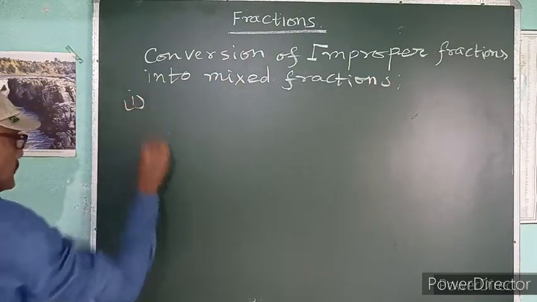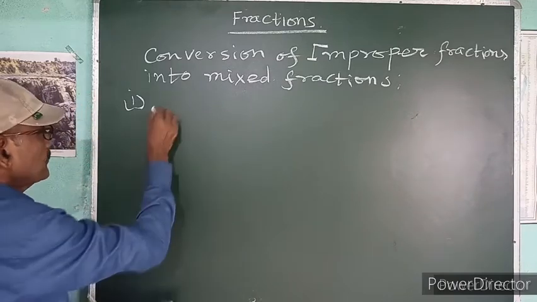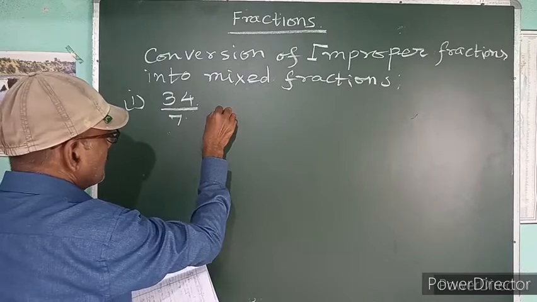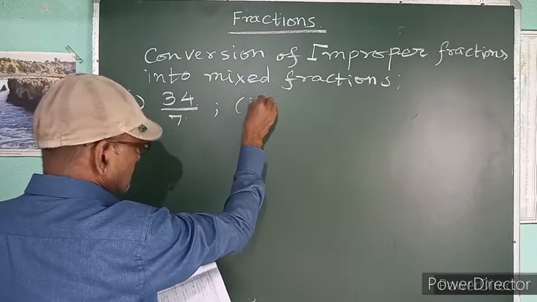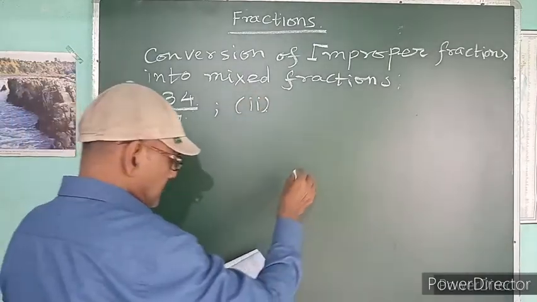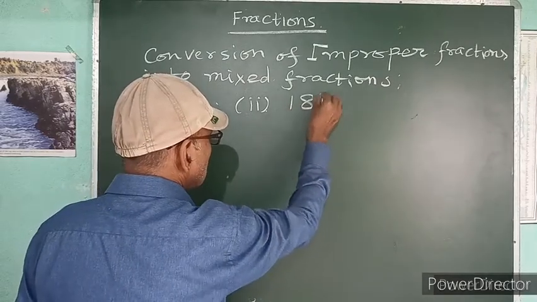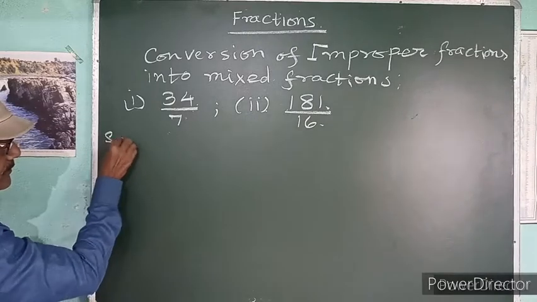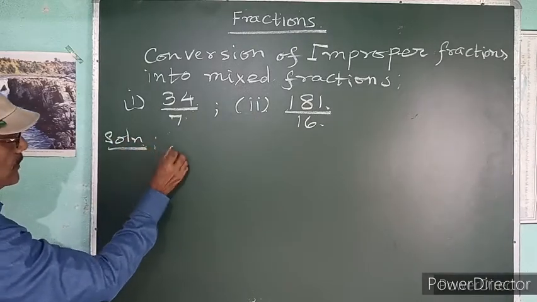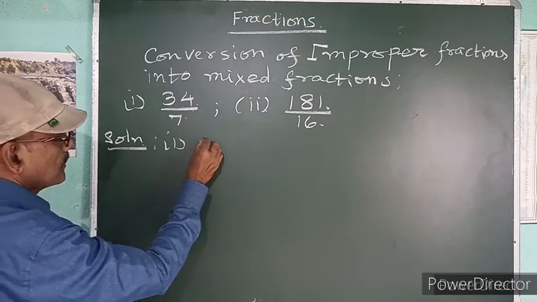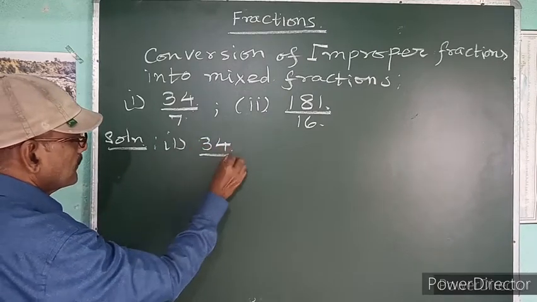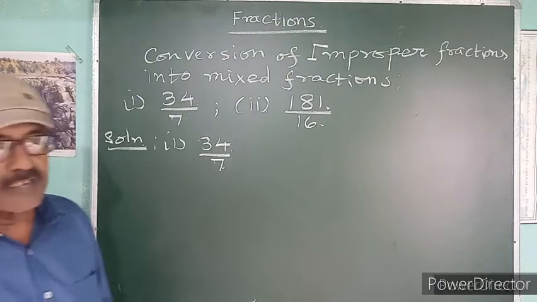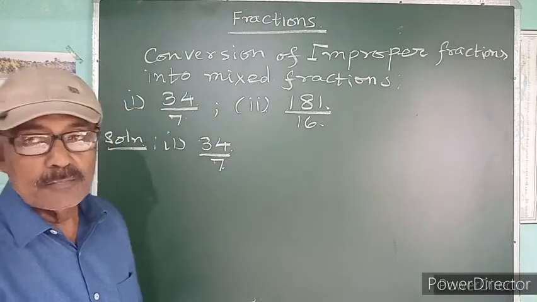Number 1, 34/7, and number 2, 181/16. Now solution for number 1, 34/7. What we will do, we will divide 34/7.